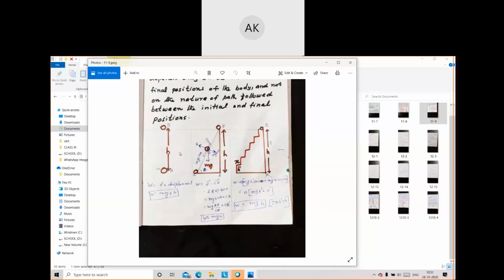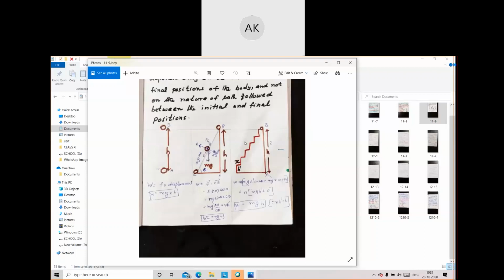So from this, what can you conclude? To take a body from one position to the other, when the vertical height is the same, you can adopt a different path. You can select a different path, whether an inclined plane, a staircase, or directly upwards. You can take any path, but the work done to take the body from one position to the other depends only on the initial and final positions, not on the nature of the path selected.